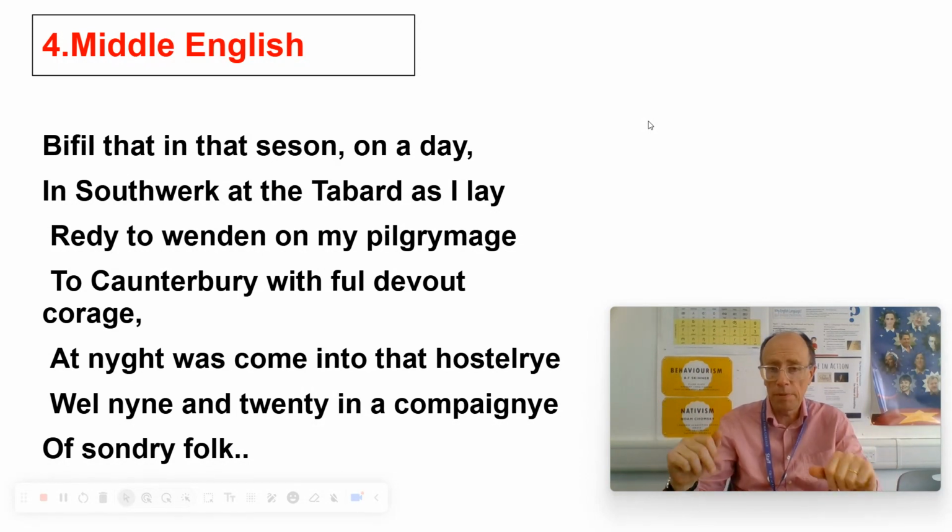Befell that on that saison on a day, in Southwark at the Tabard as I lay, ready to wenden on me pilgrimage, to Canterbury with full devout courage, at night was coming into that hostelrie, well 29 in a compagnie of sundry folk.